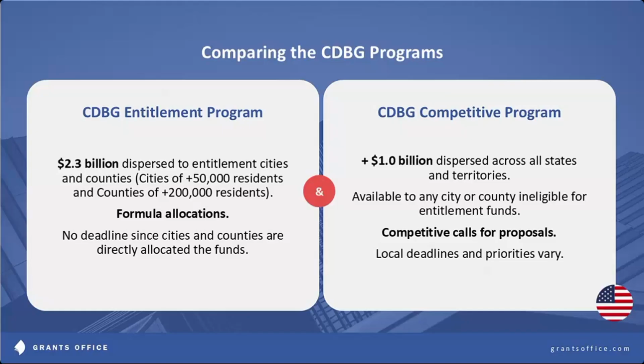And then separately from that, there's also the competitive grant program, and this is over $1 billion that's going to be dispersed across all states and territories. Any city or county that is not eligible for the entitlement funds, so any city that's under 50,000 people or any county that's under 200,000, is going to be able to apply for this. Typically, it's in the spring, depends on the state usually, but there's a competitive call for proposals. Some states have specific focus areas, whether it's public facility improvements. Some of them might really focus on housing. Others might focus more on the economic development side of things. So it really will depend on the local community.